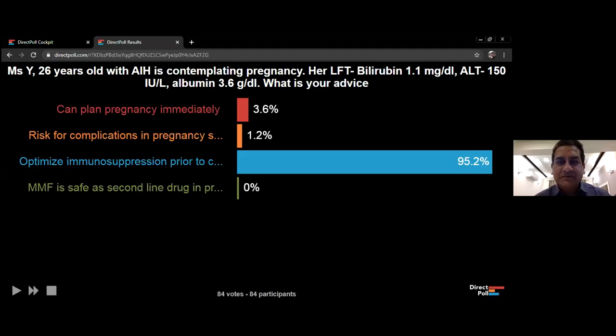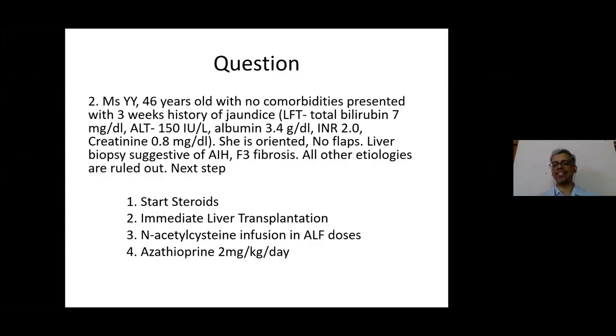Okay, so almost 90% of people have said option three, that is, optimize immunosuppression prior to conception. I think that's a very good thing. Everybody is very attentive and was listening to all the things. That's a very good take on that. Okay, let me go on to the next question.